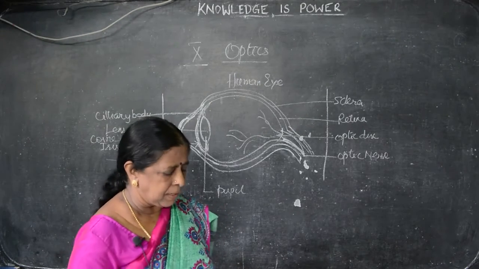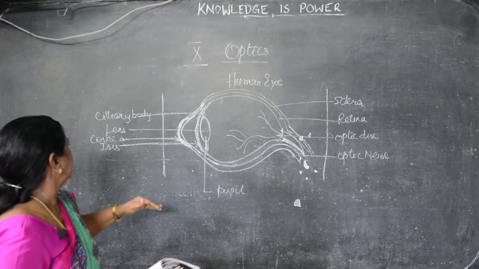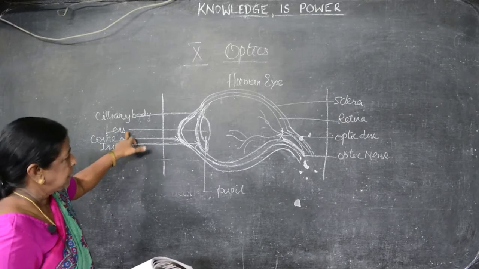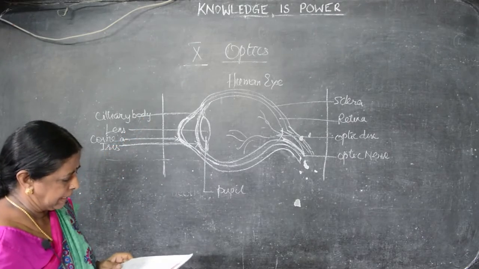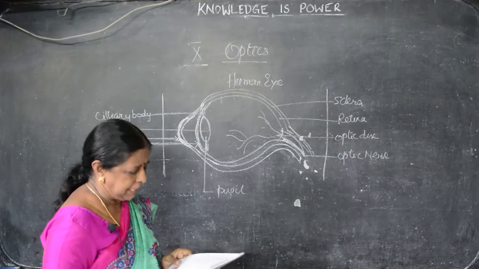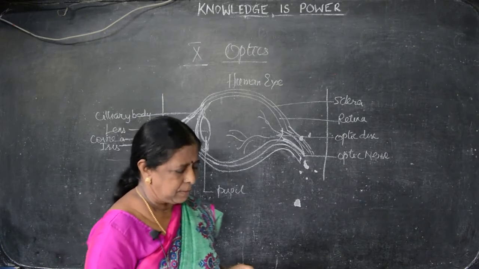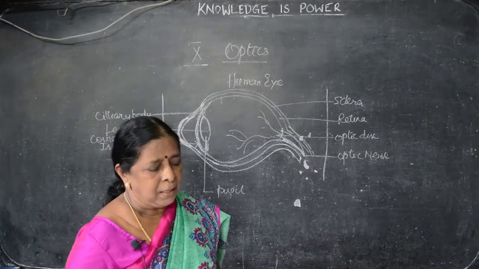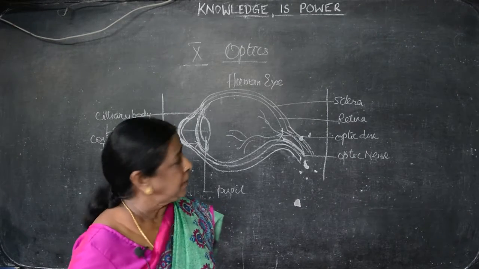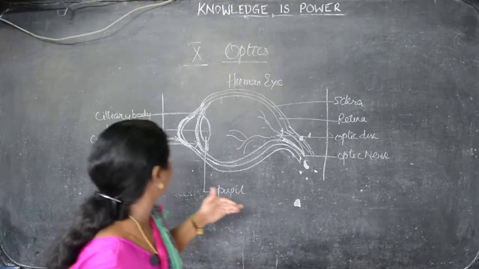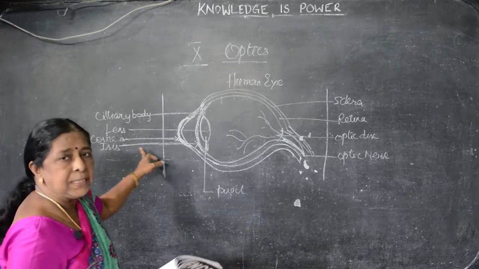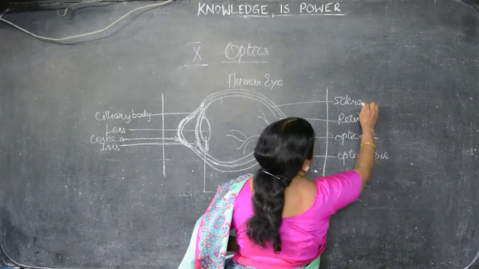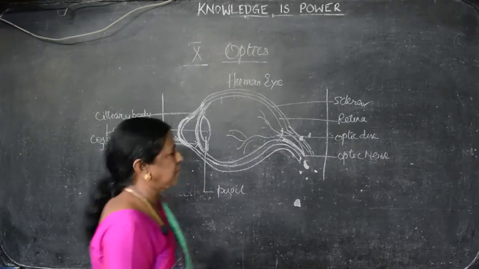Important points: cornea, iris, lens, ciliary body, ciliary muscles, pupil, retina, eye lens. We will see what the parts are. Sclera: this protects the internal parts of the eye. Next to the sclera we have to come to the cornea. So we have seen the function of the sclera: it gives protection to the internal parts of the eye.